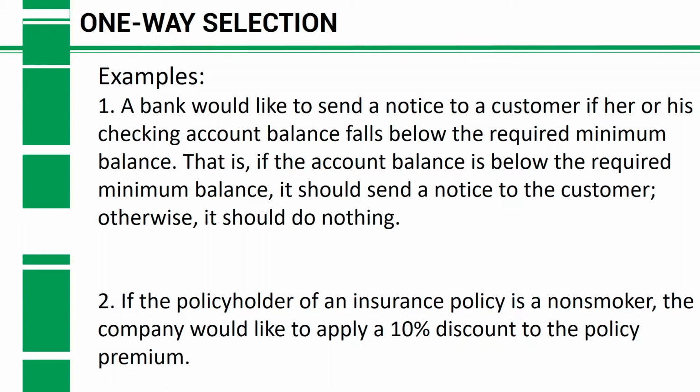Next example is, if the policyholder of an insurance policy is a non-smoker, the company would like to apply a 10% discount to the policy premium. So as you can observe in these problems, these problems talk about decision making. With the if statement in the problem, it simply tells us that to solve the problem, the program will undergo decision making. Since this problem has only one if statement, it will be solved using one-way selection.